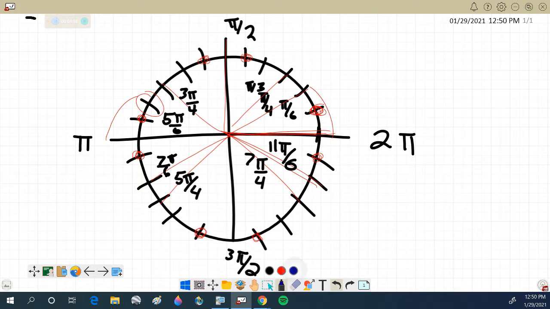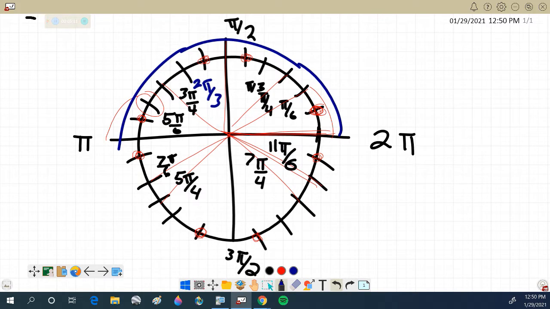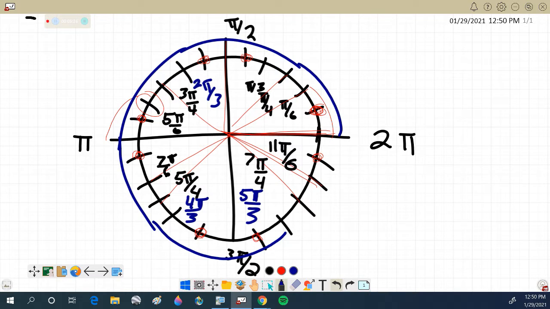Now, the last one is in thirds. That's a third. So that one would be 2/3. That is 3/3. This one is 4/3. Five thirds, and then 6/3. Okay?